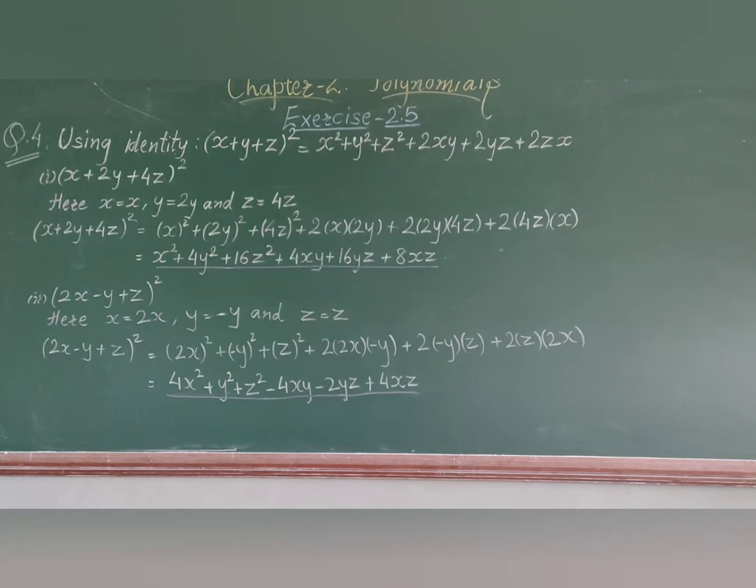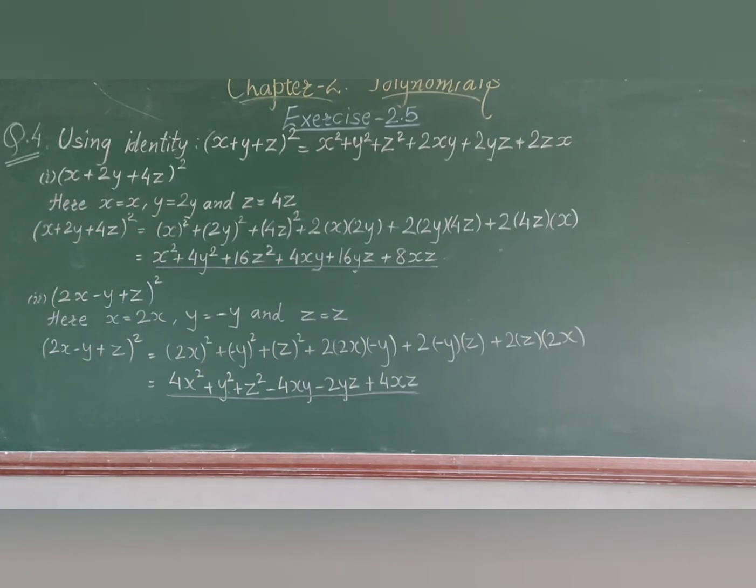First we compare the given polynomial's 3 terms with the identity's 3 terms. You can see that the value of x according to the identity, when we compare, we get x equal to x. Value of y we get as 2y, because there it is plus, here also it is plus. Value of z we get equal to 4z. So here we will take x only, y we will take as 2y and z we will take as 4z.